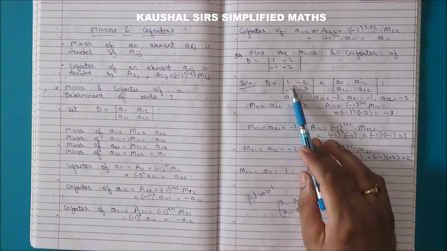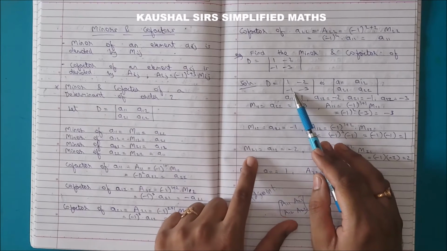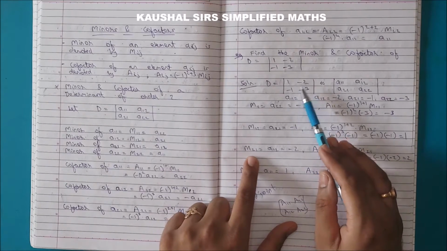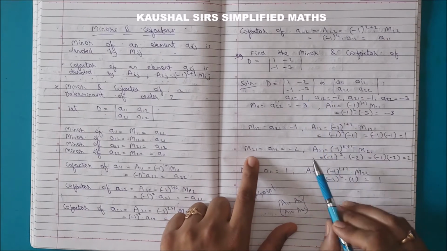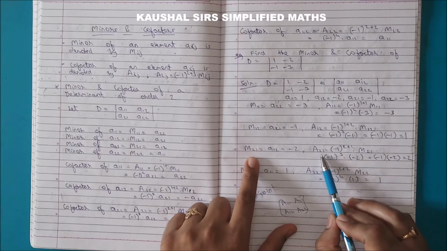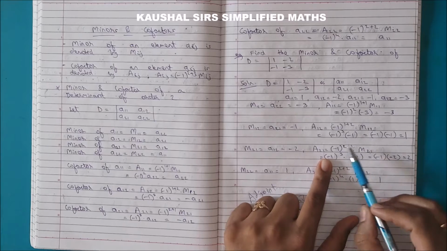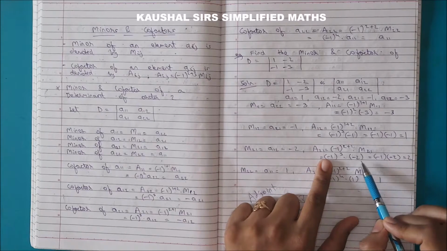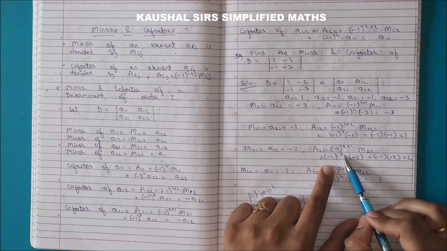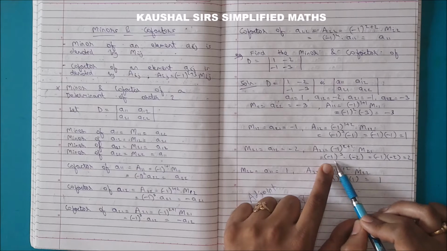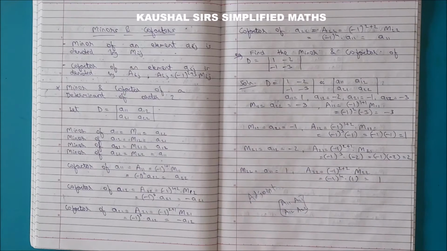Coming to the third element, इसका माइनर कौन सा हो जाएगा? M21 and it is -2. Diagonally opposite element. Okay, then we go for the cofactor denoted by capital A21, which is -1 raised to 2 plus 1 into M21. M21 का वैल्यू क्या है? -2. So -1 raised to odd power is negative. So minus into -2 becomes +2.